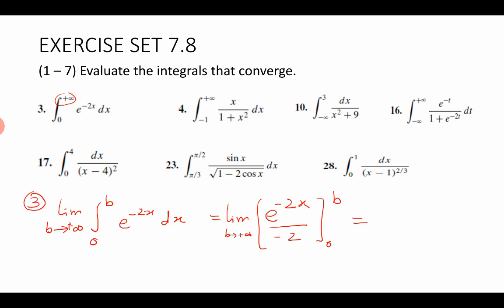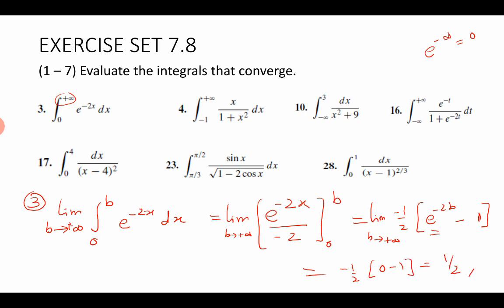Now what happens here? Negative 1 over 2 can be written outside, and the upper limit x will be replaced by b: e raised to minus 2b minus e raised to 0, which is 1. And now the limit b approaches positive infinity. What happens here? When b goes to infinity, e raised to negative infinity, you should remember the rule, e raised to negative infinity is 0. The first term will be 0. So minus 1 by 2 times 0 minus 1. The answer is positive 1 by 2. So the integration converges. You got a finite answer.